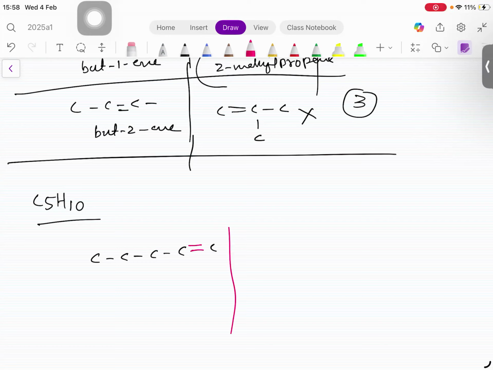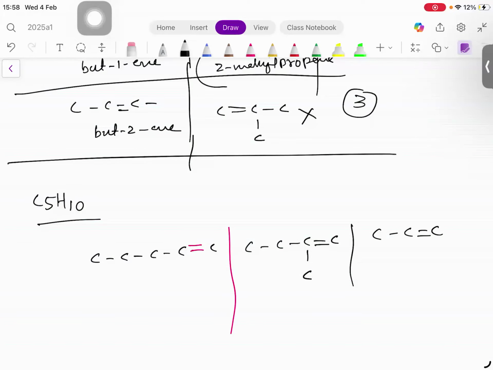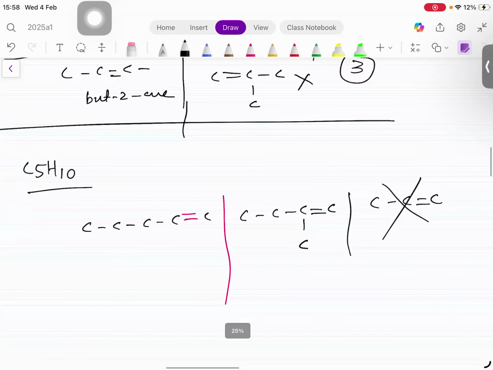So this is pent-1-ene. 1, 2, 3, 4. And this is one branch. Or you can put 1, 2, 3 double bond. Now how do we put 2 branches here? We cannot put 2 branches on the central carbon. Why can we not put 2 carbons? Because carbon cannot form more than 4 bonds. So there is a possibility of only 1. So chain isomers are no more.